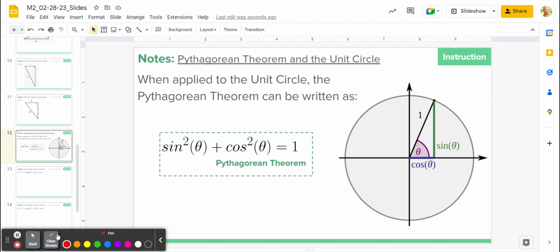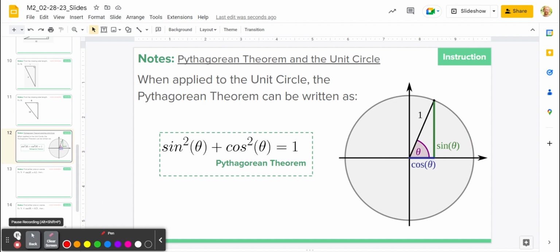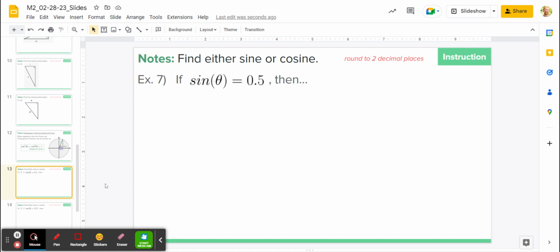So if we were to apply the Pythagorean theorem there, we could label C as that 1. Cosine could be our B, and sine could be our A. And you would see that all of that could feed into this formula here, because 1 squared is simply equal to 1. So let's quickly see how that can be applied for us. Basically, if we know what sine is, we can easily find out what cosine is, applying that Pythagorean theorem. So in example 7, if sine is equal to 0.5, then we can find out what cosine is.